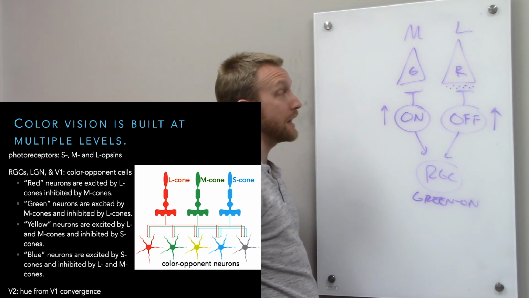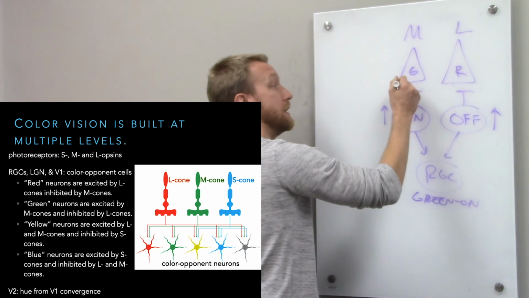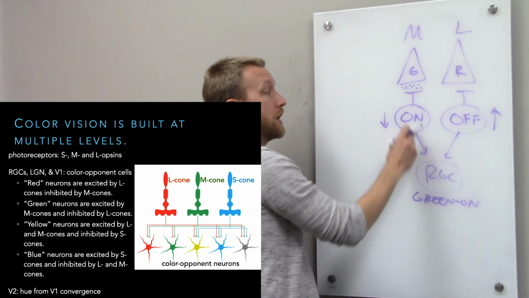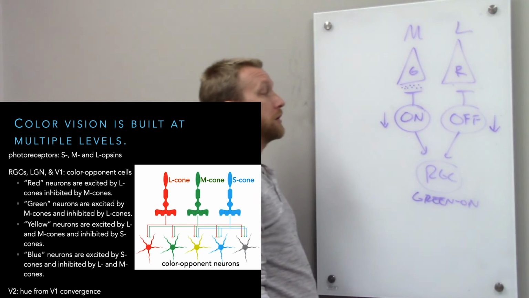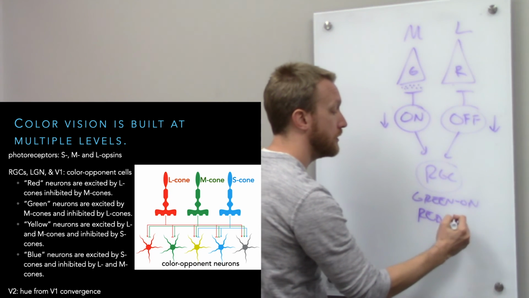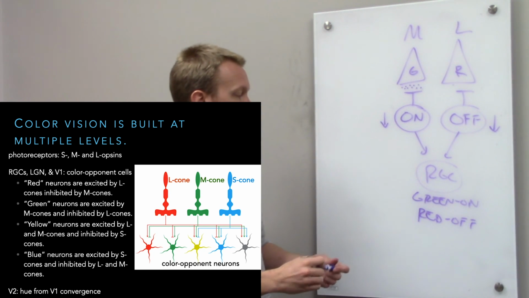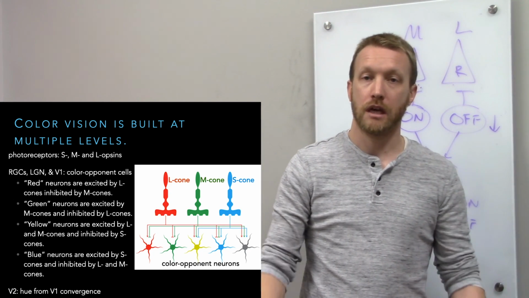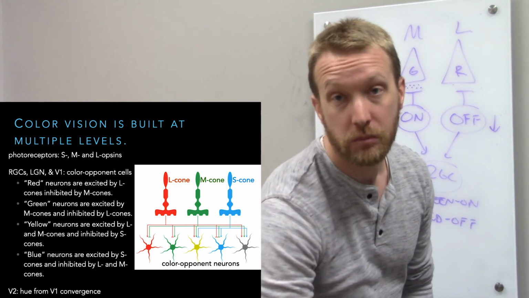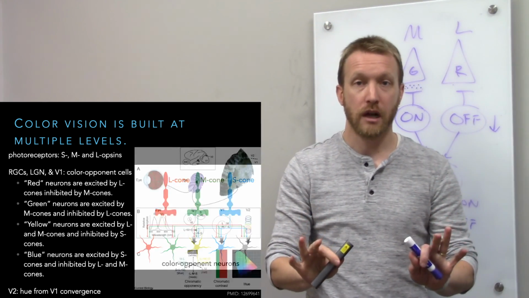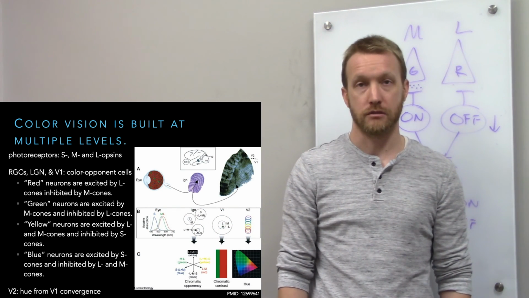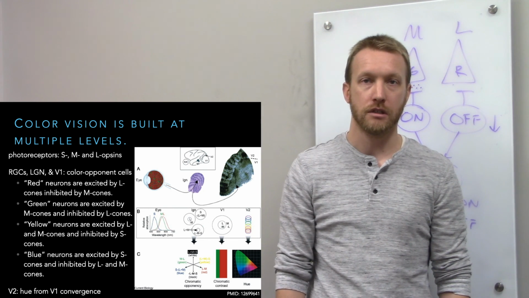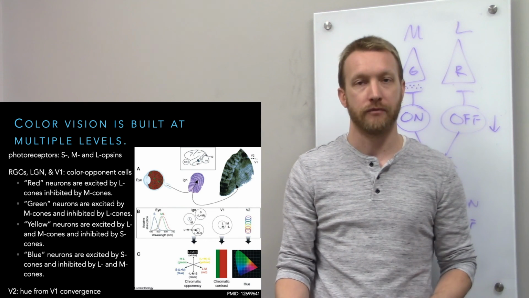On the other hand, if I shine red light, that's going to hyperpolarize this cone, not this one. So I turn off this on bipolar cell, and I turn off this off bipolar cell, giving me red off. And so you can see why we only use off bipolar cells for color opponency. It's the only time you need it. For rods, we're just picking up light. Now, we do a little bit of processing in the retina, but it's fairly gross.